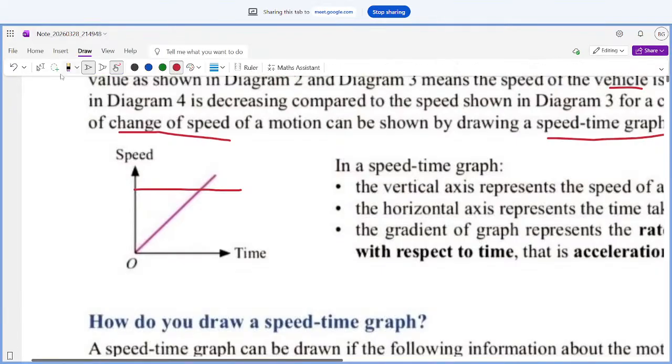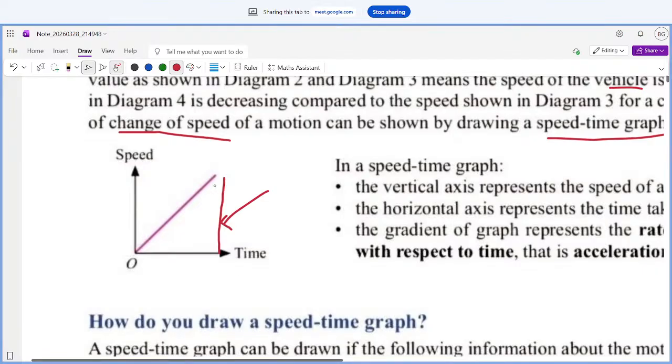Now comes the question. If I suddenly, guys, this one won't come out in SPM, but I want you guys to think and see. How if I have a graph like this? What does it mean? If suddenly the acceleration is like this, this means you are going to die very soon. Kamu akan mati sangat cepat kalau graph macam ni. This is actually infinite acceleration.